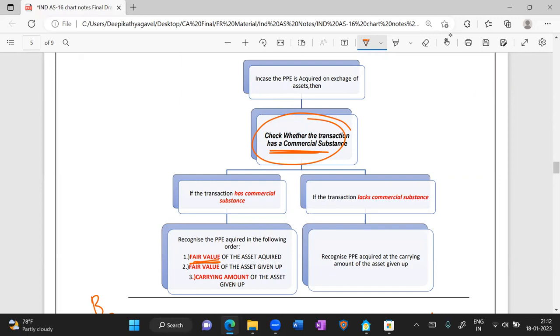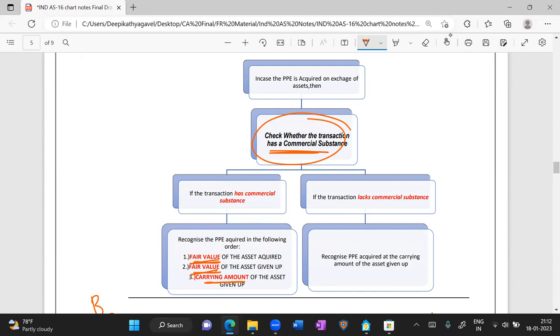If the fair value of the asset acquired cannot be determined, then you will see whether you are able to find out the fair value of the asset given up. If that also you are not able to find out, then the particular asset will be recorded at the carrying amount of the asset that is being given up.